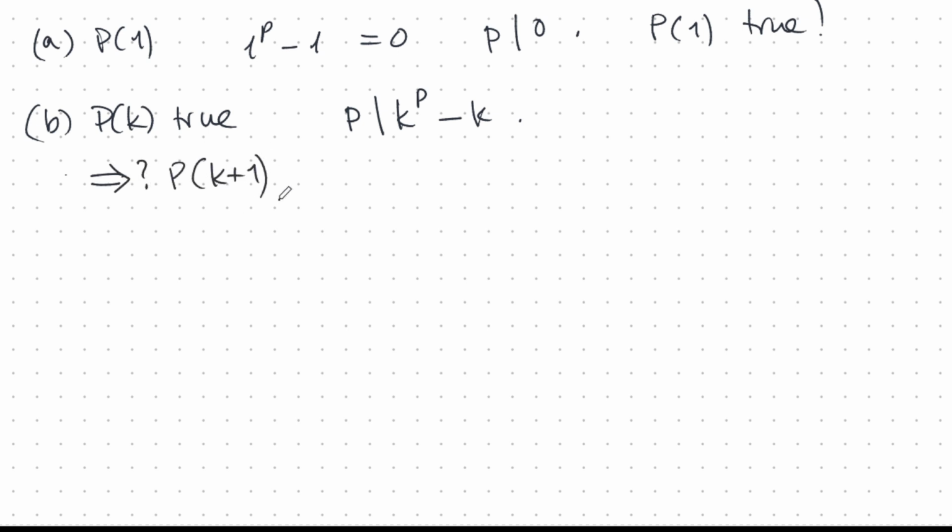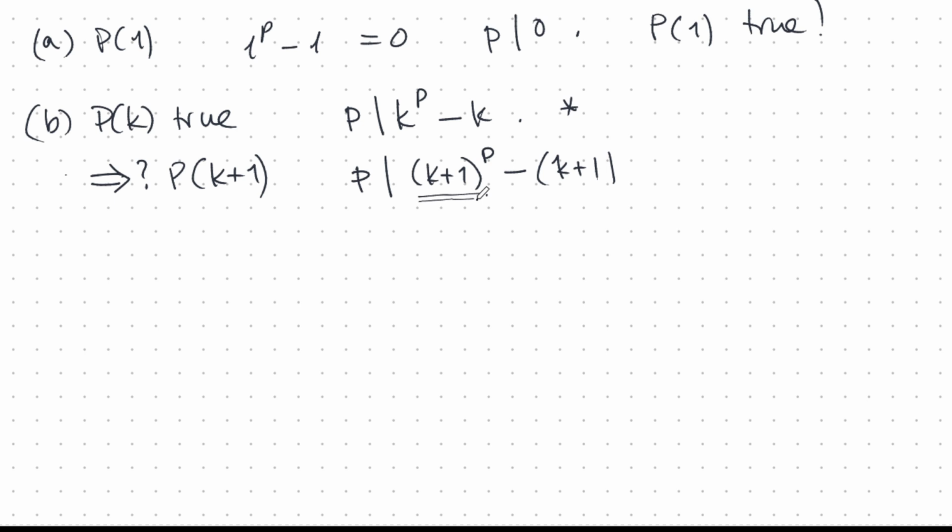But sometimes we often need to look at the form of P(k+1) to see how we can apply P(k). So P(k+1) looks like this: p divides (k+1)^p - (k+1). Like so. So what I can do here is use binomial expansion to expand this part out.